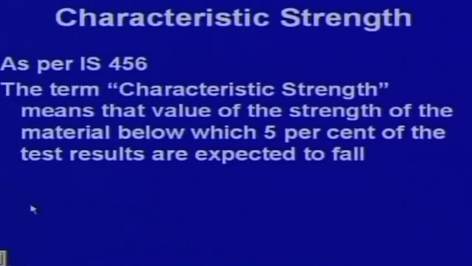Now, let me find out in our design code IS 456 how it is defined. The term characteristic strength means that value of the strength of the material below which 5% of the test results are expected to fall. That means, even if we consider a lot of safety measures, even then our 95% is in the good fit, and that is the value we shall consider as our characteristic strength.